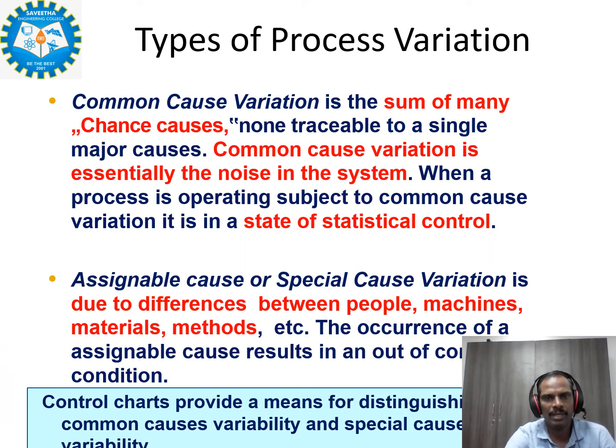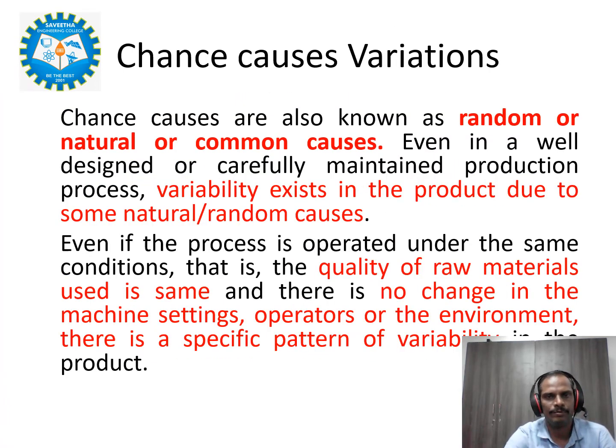The types of process variations are common causes and assignable causes. Common causes, or chance causes, are variations that are essentially the noise of the system. In every process, for example, when any equipment is running, there will be noise. That type of thing is called a common cause. Whereas assignable or special causes are due to differences between people, machines, materials, or methods. So depending upon the people, variations will happen. And we can study chance causes as well as assignable causes in depth.